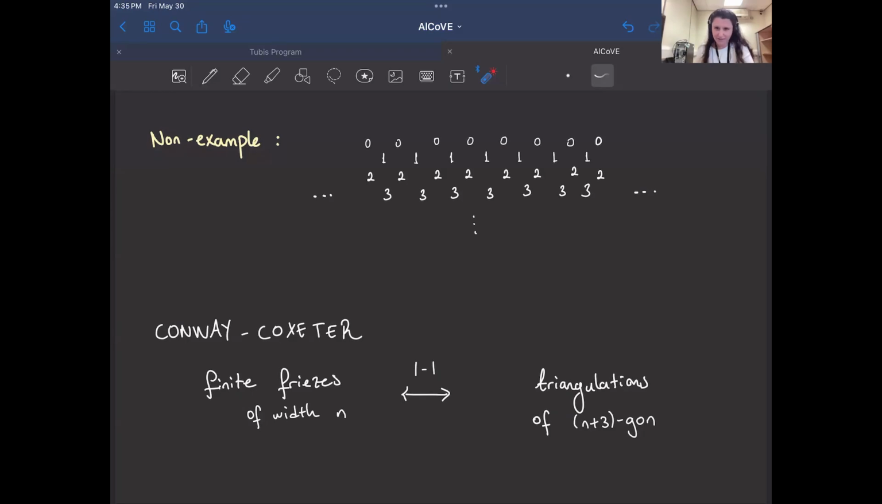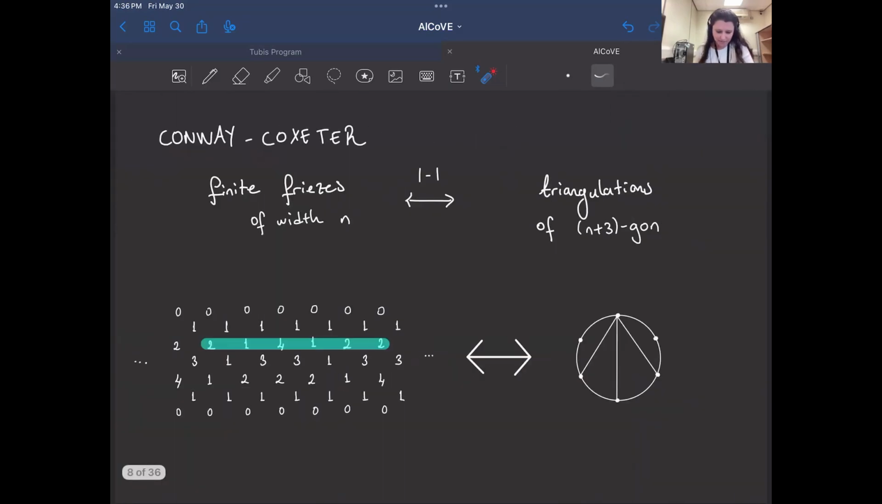So how does this work? It's a beautiful combinatorics because it's also very simple. Let's look at it. So this was the example. How do I get these miraculous numbers from a triangulation of a polygon? We said the width means an (n+3)-gon. So we had 3 here, so I should have a hexagon. So I have 6 vertices.